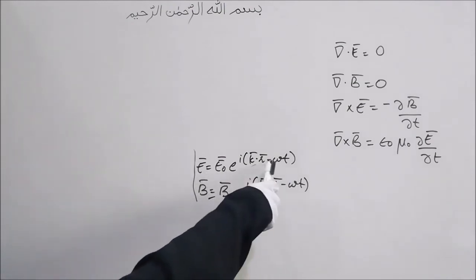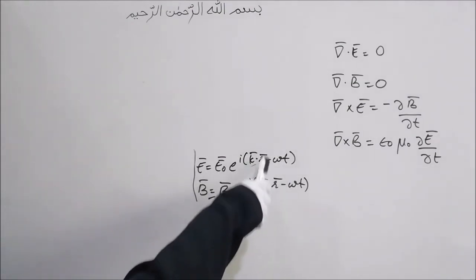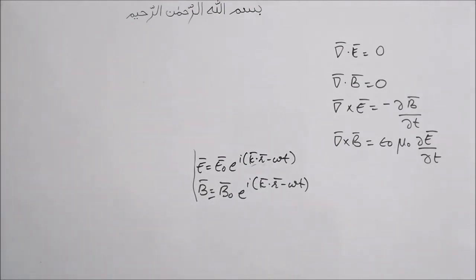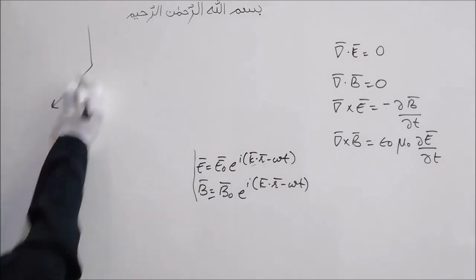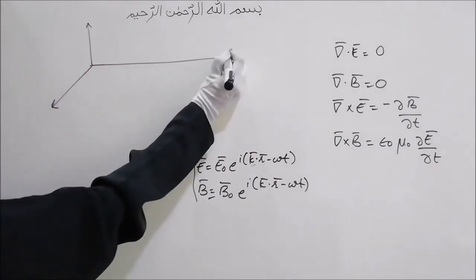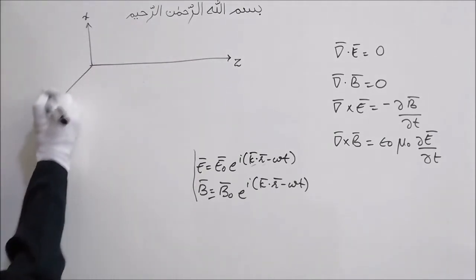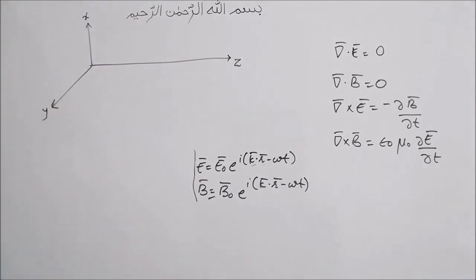Now this equation shows that the wave is propagating along any r direction, right? Now let's consider our wave, which is propagating along the z-axis, an EM wave. This is my z-axis, this is my x-axis, and this is my y-axis. My EM wave is propagating along the z-axis.